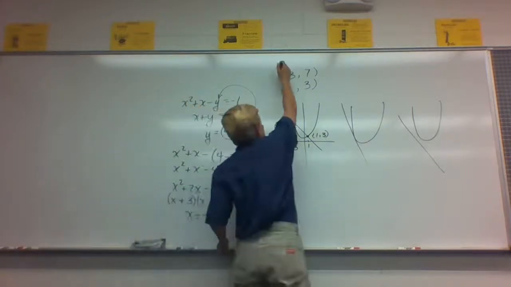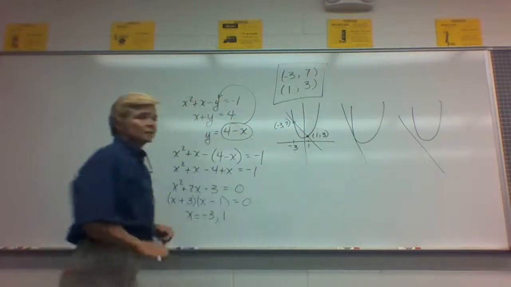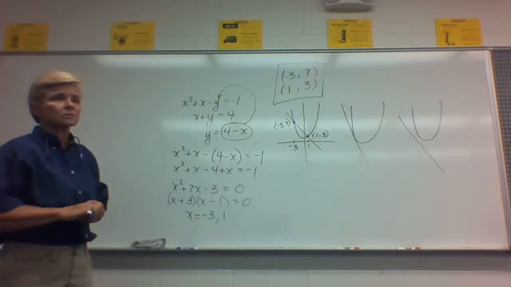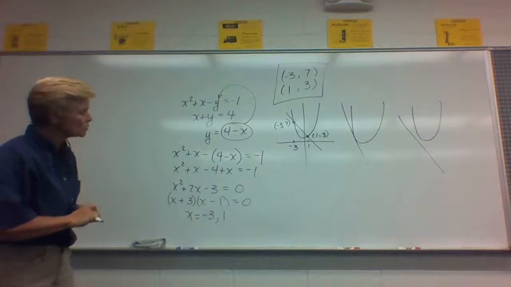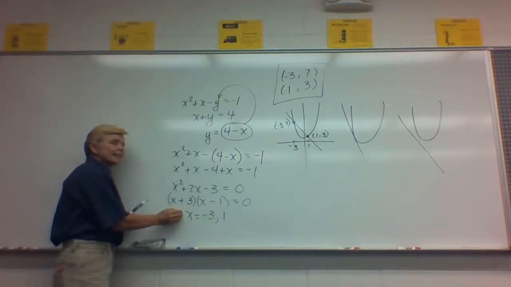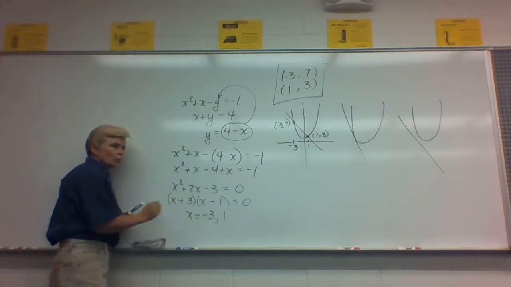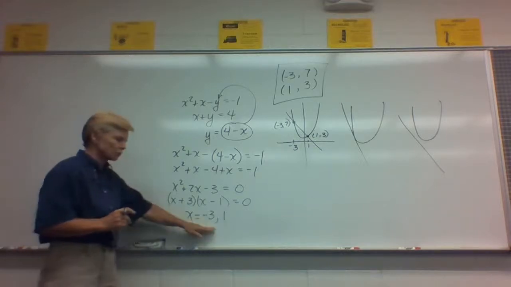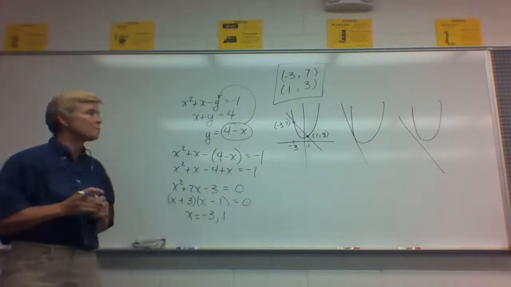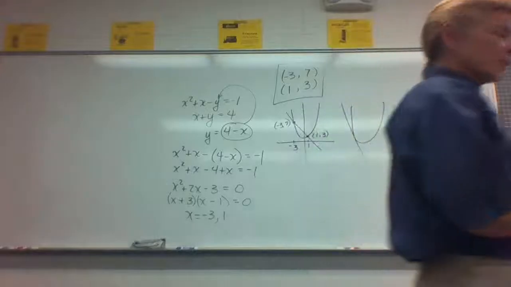But these are the solutions to this system of equations. You follow all that? Please remember, you do not have a point here. You have candidates for the x value of points. You've got to go back and find the y's that go with them one at a time. Don't assume this is a point. That's the biggest mistake people make. Okay? So that's the substitution method.